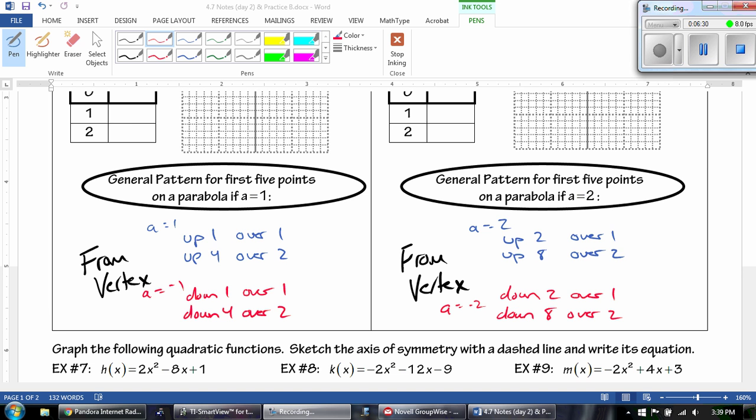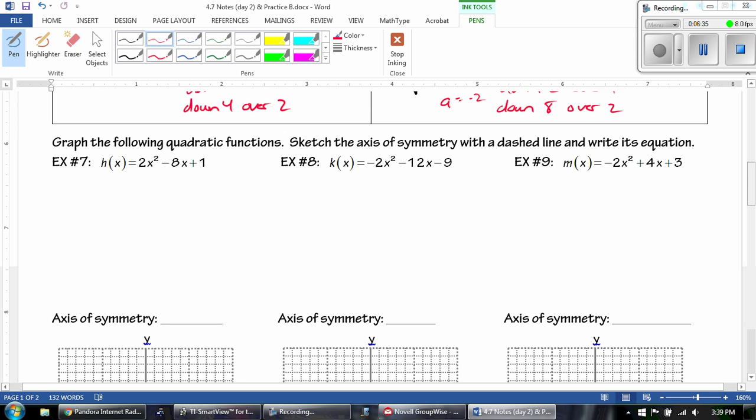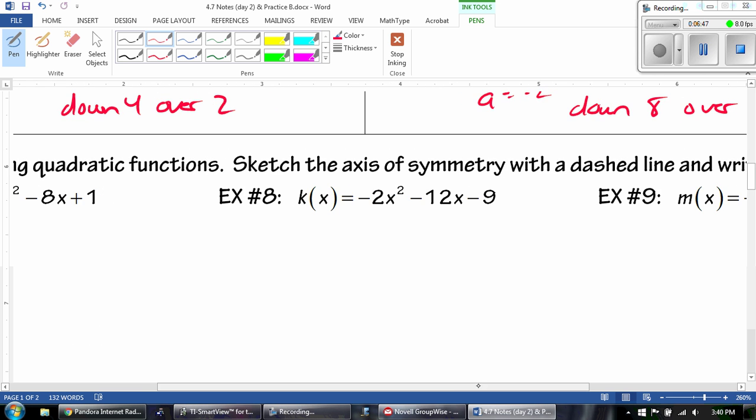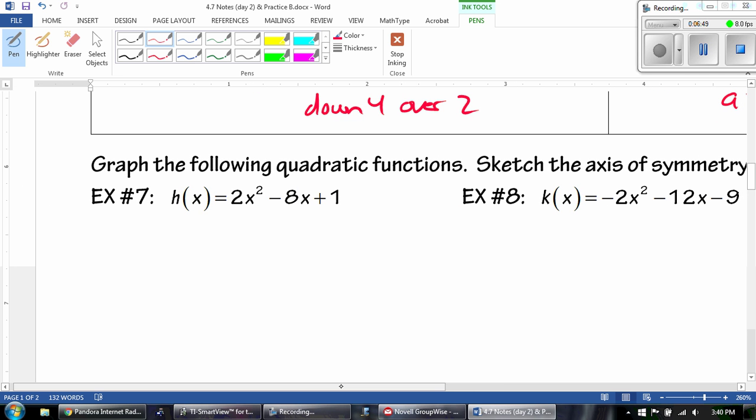All right, so what we're asked to do is graph the following quadratic functions, sketch the axis of symmetry with a dashed line, and write its equation. All right, so we got a lot to do, but don't worry, it's not too bad. So we always want to know where our a, b, and c are, because when we're trying to find the vertex, the first thing we do is take the opposite of b over 2 times a. Well, the opposite of b, if it's negative 8, would be positive 8.